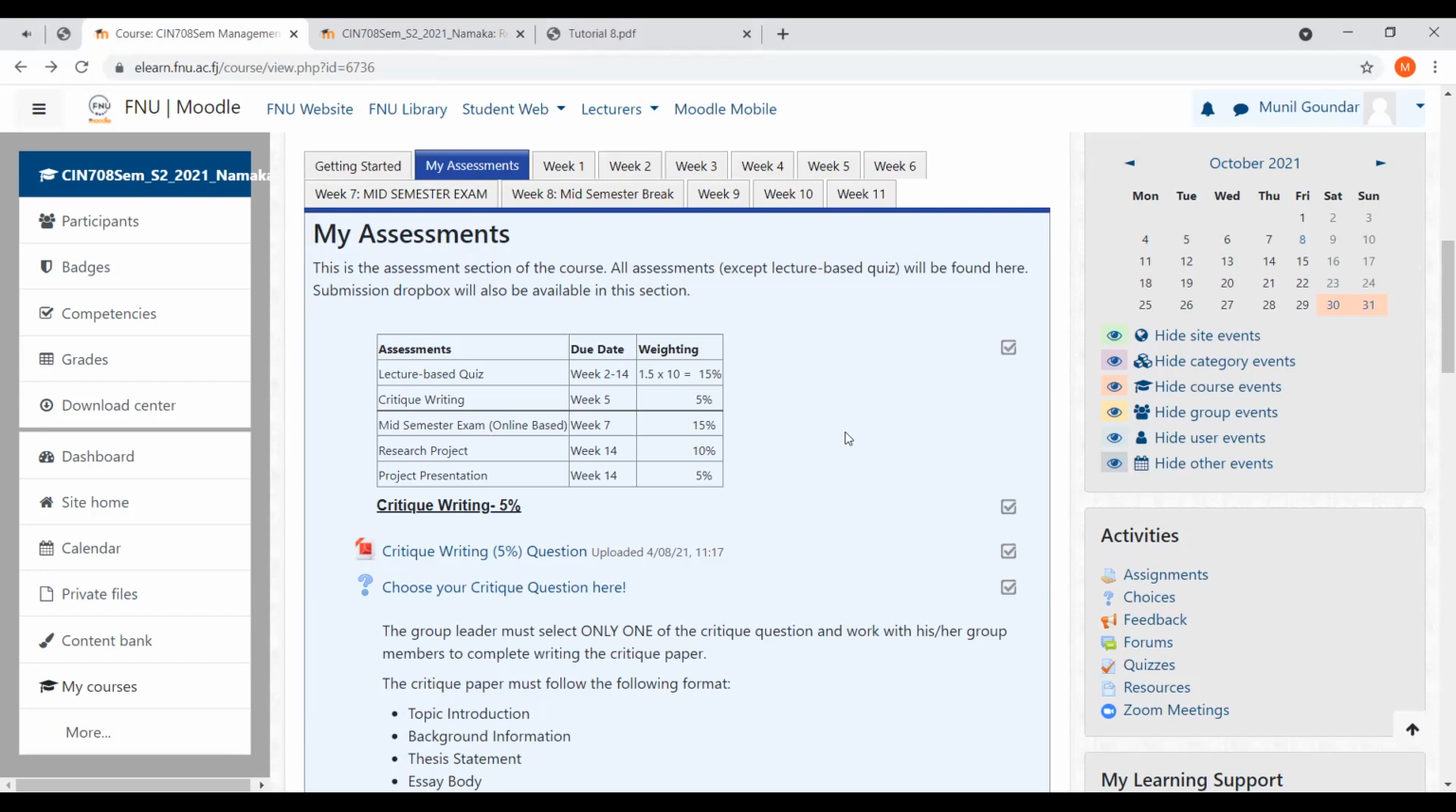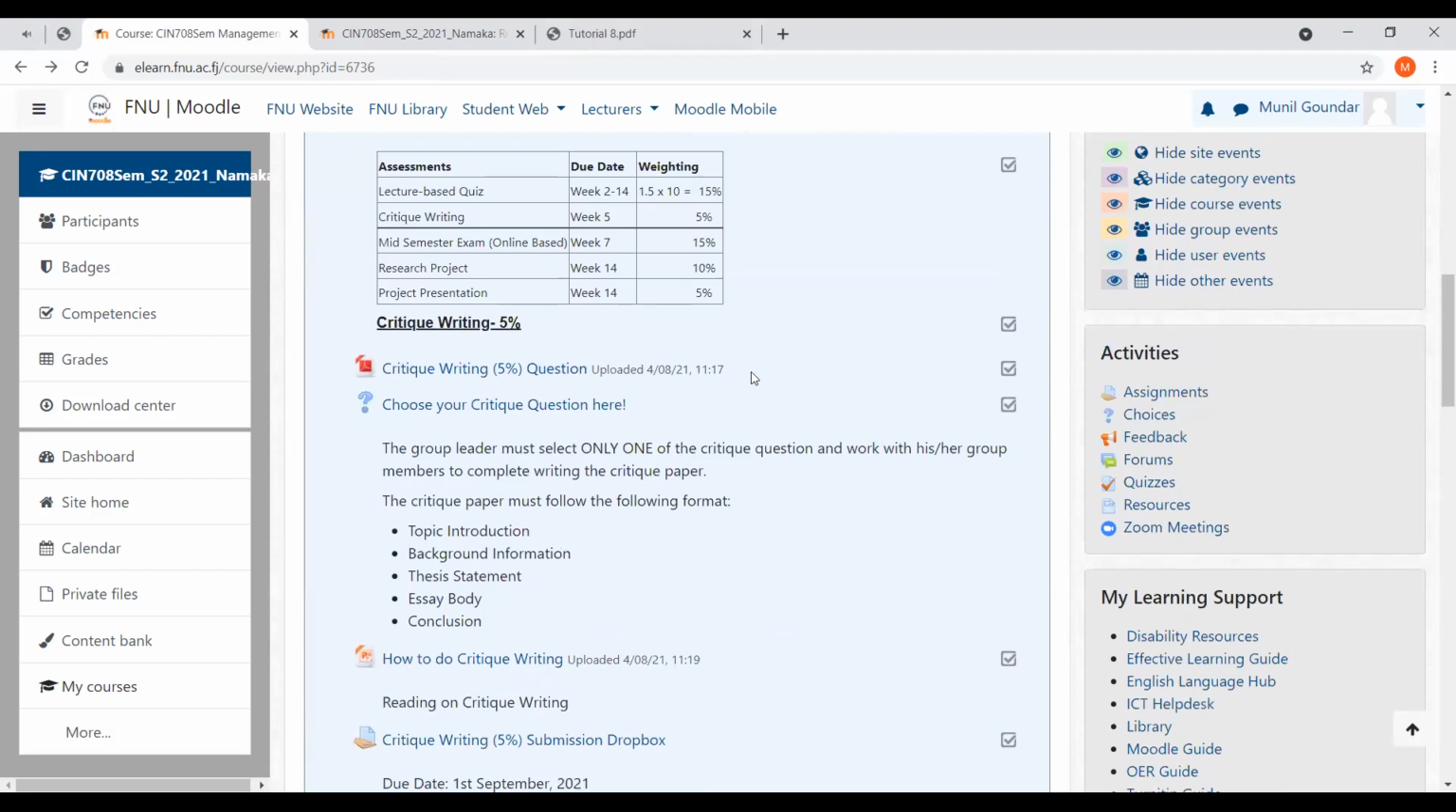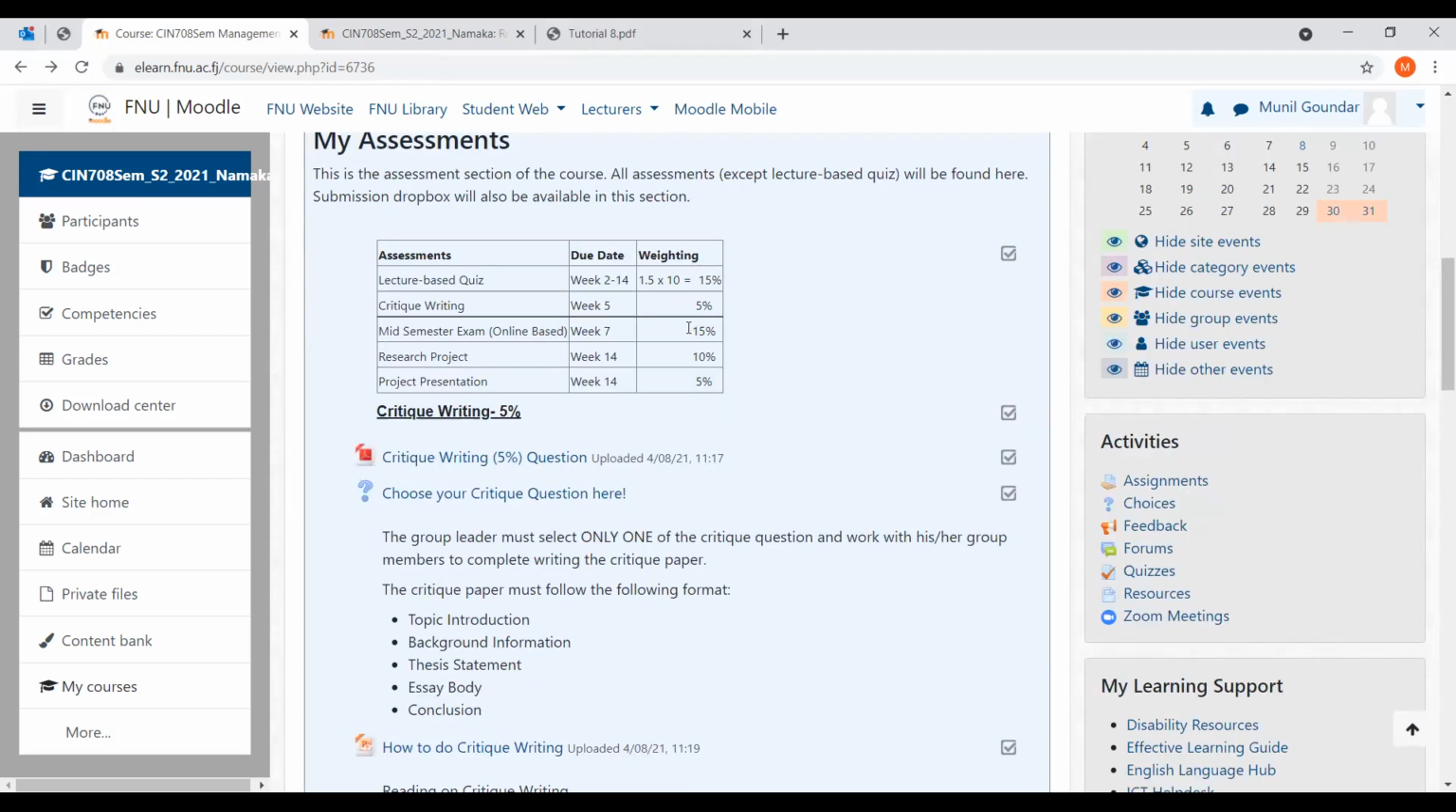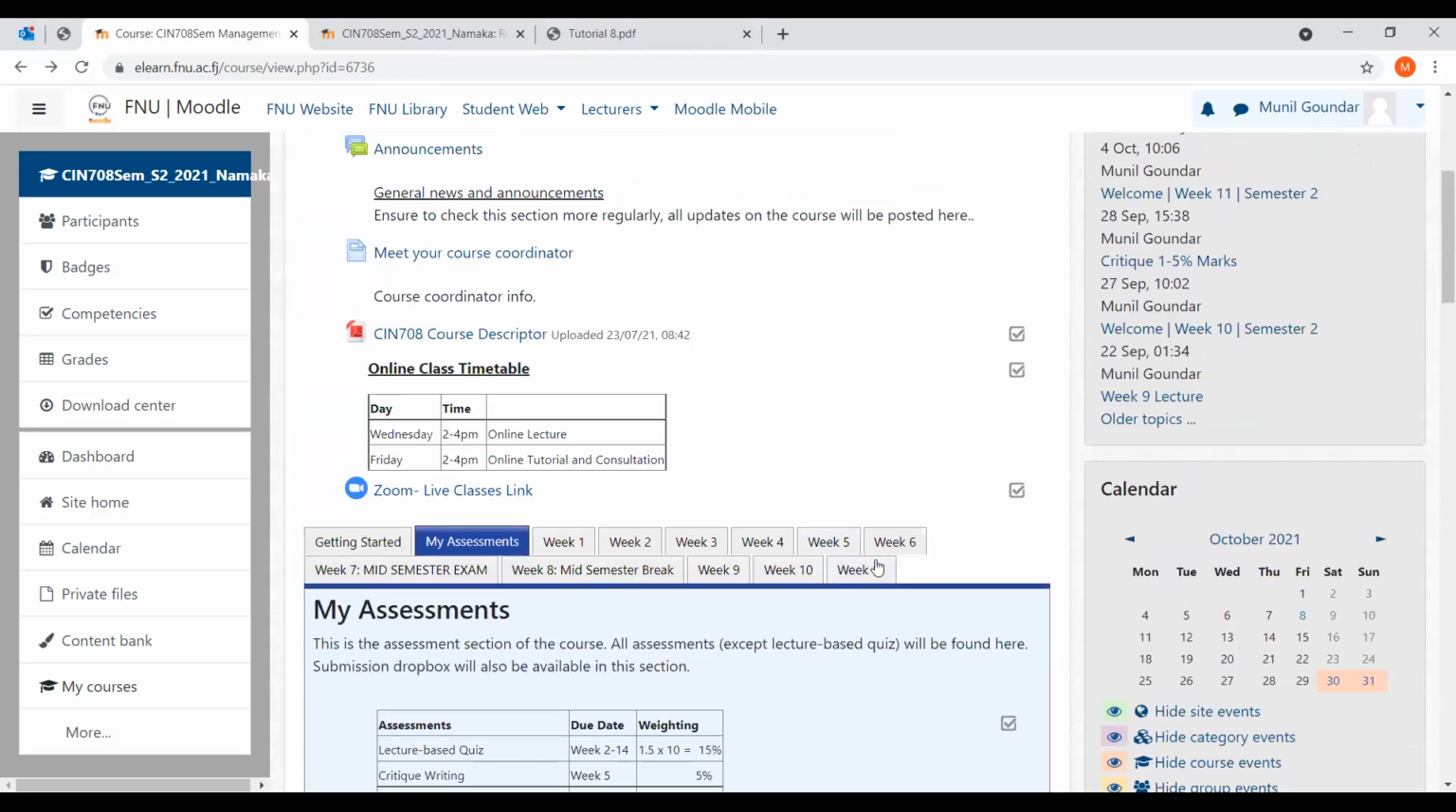Also note that all of your lecture-based quizzes are due on the 31st of October, week 14. So the 31st of October is week 14 Sunday. I will not be giving you any further extensions on your lecture-based quizzes because they have been due for quite some time. You were given ample time on it, so no extensions at all for your lecture-based quizzes.